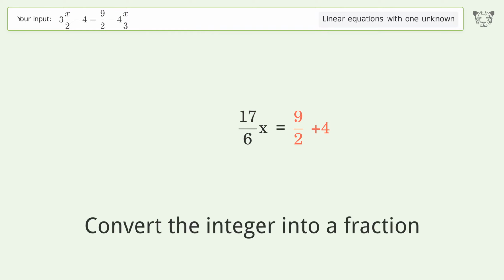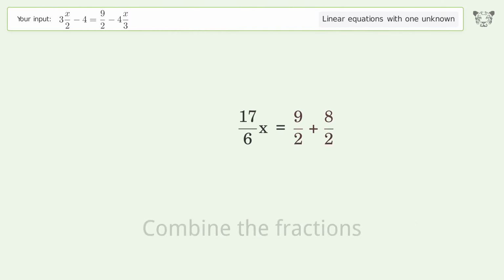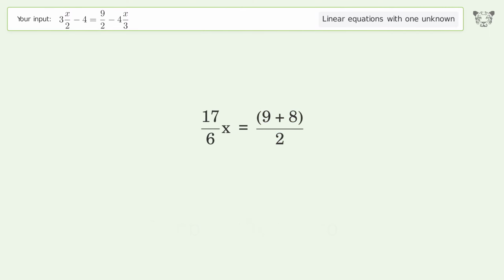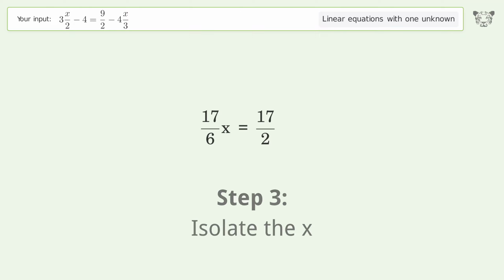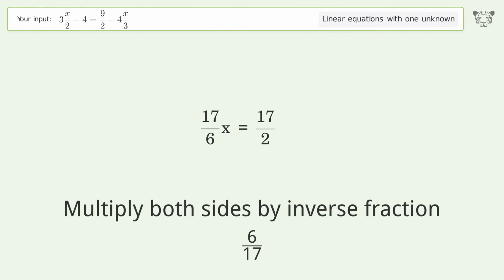Convert the integer into a fraction. Combine the fractions. Combine the numerators. Isolate the x. Multiply both sides by inverse fraction 6 over 17.